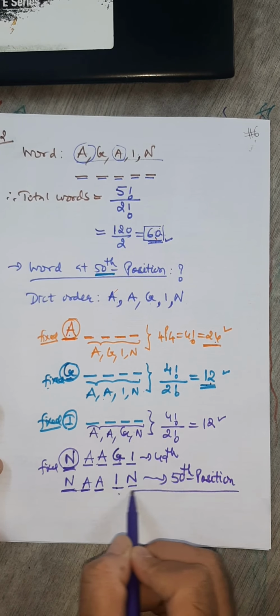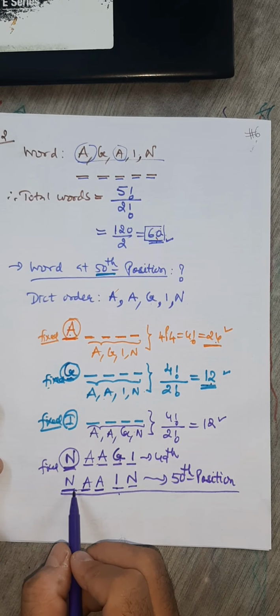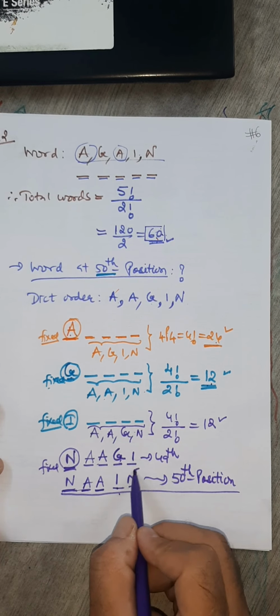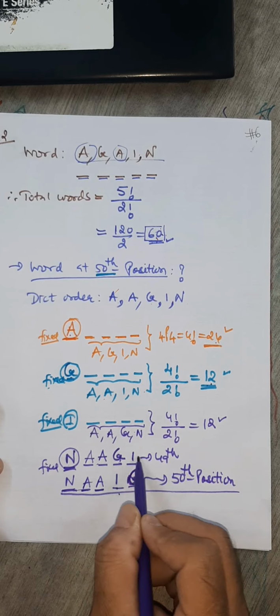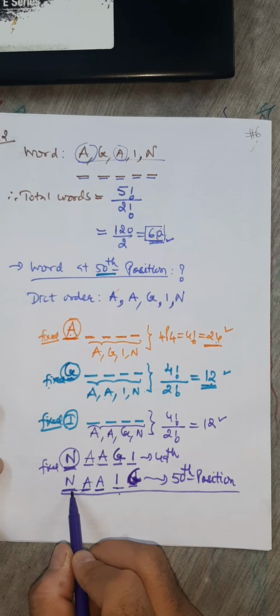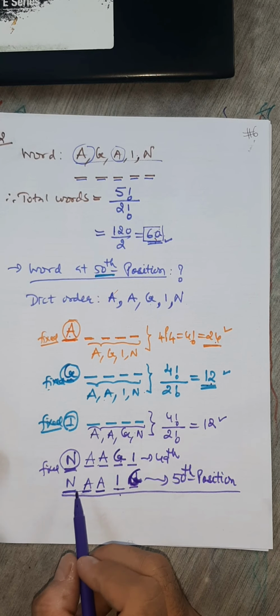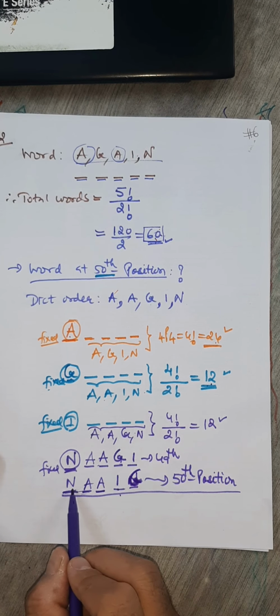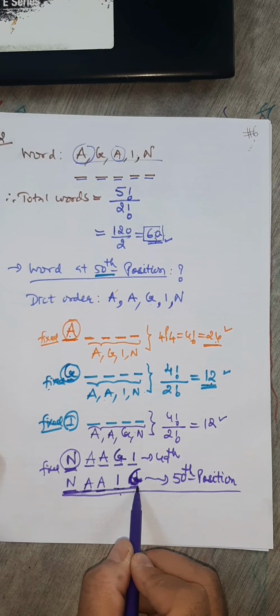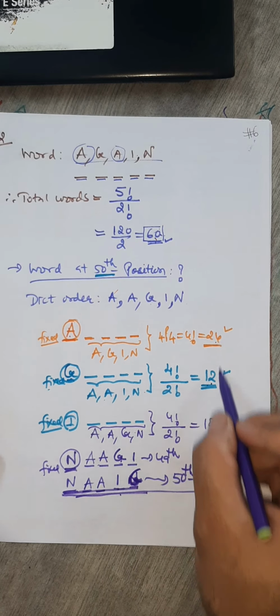If you do as per the dictionary order, which word? That is, sorry, here G. I'm sorry, very sorry, because I need to interchange these two. So here, as per the dictionary order, if you arrange them, the 50th position word is NAIG. Fine, clear? Up to this there is no question.